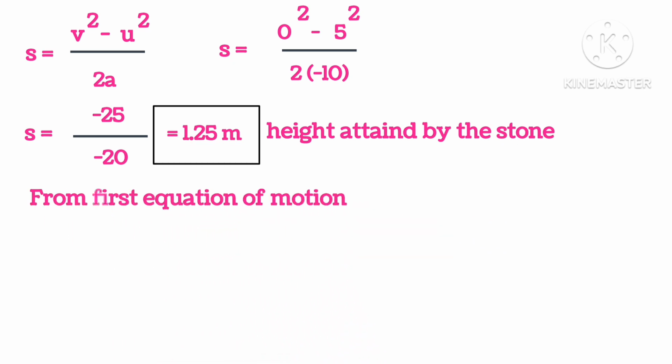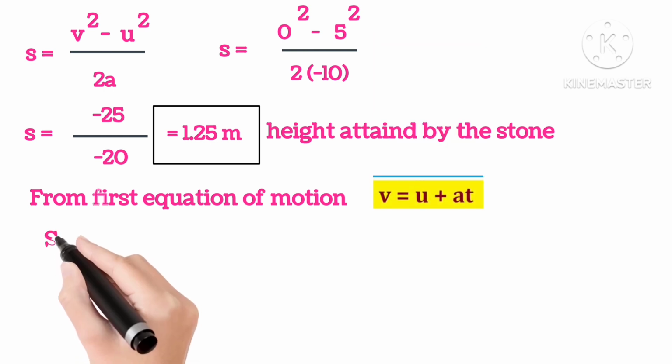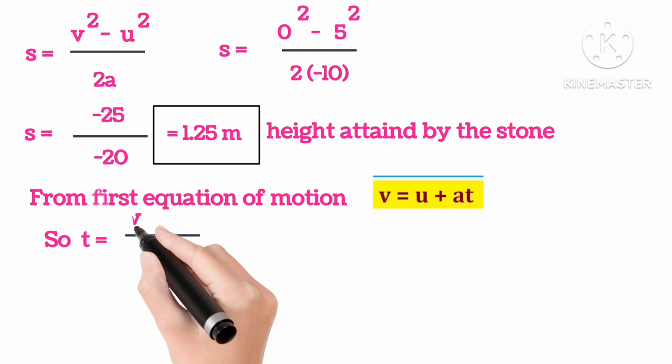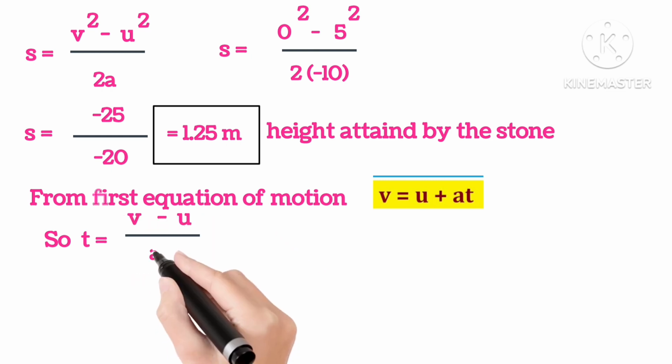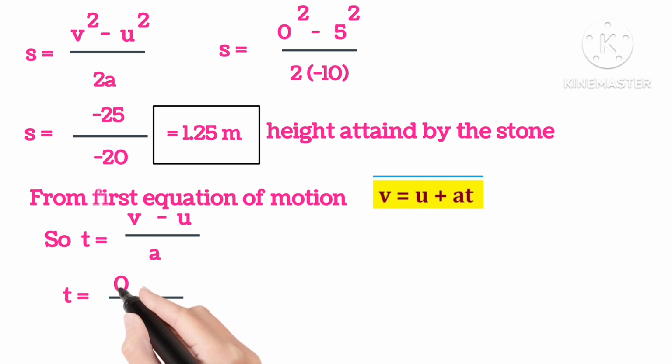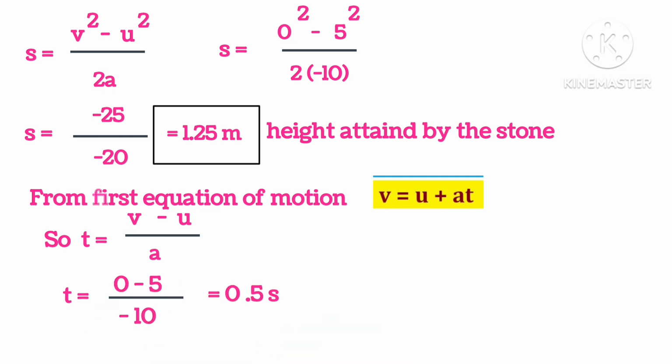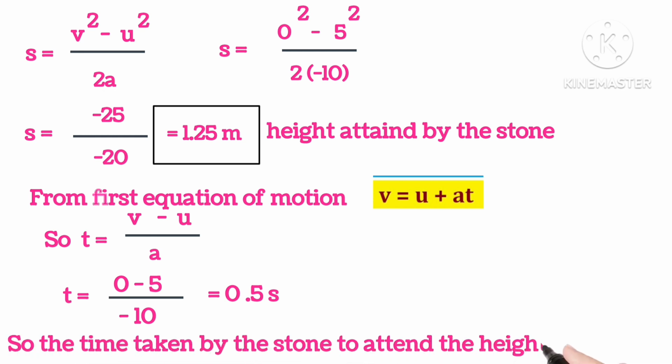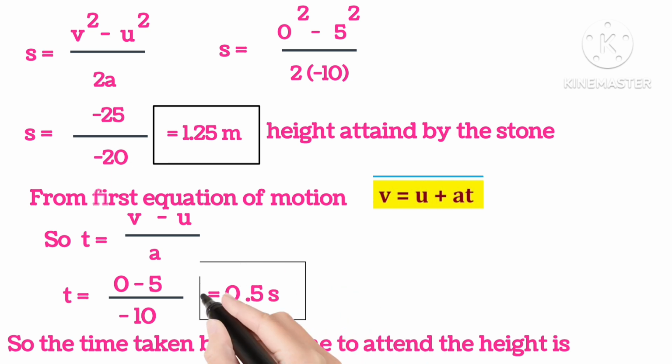Now from the first equation of motion, v = u + at. So t will be (v minus u) upon a. Now putting the values again in this equation, we will get time equal to 0.5 seconds. So the time taken by the stone to attain the height is 0.5 seconds.